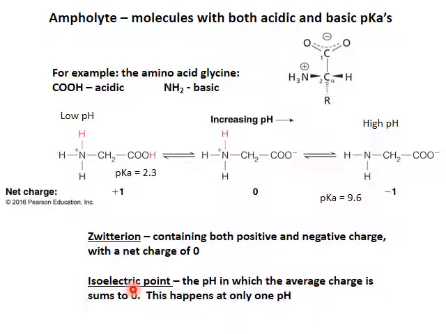It's very important to know that because it has consequences in how macromolecules function and how soluble they are. And we'll show some examples of that in this topic. So know what an ampholyte is, know what a zwitterion is, and what the isoelectric point is.